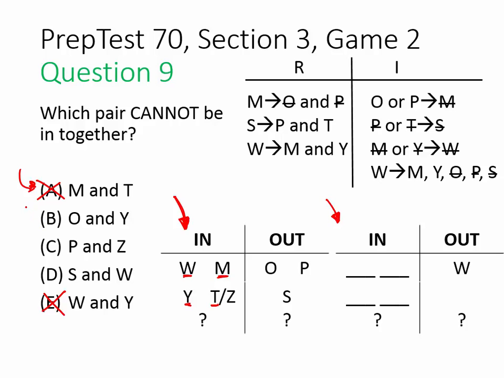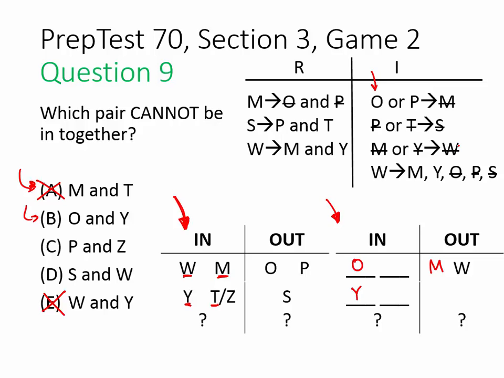So let's go ahead and start with answer choice B and see if we can select O and Y together. If we select O, one of our inferences tells us that we can't have M. So we better place M here. If we don't have M, we can't have W, but we've already dealt with that. And we don't have any triggers involving the presence of Y.